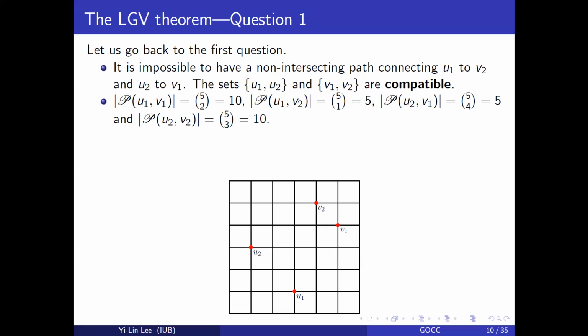What we need to do is compute the entries of the matrix N. The 1,1 entry is given by the number of paths going from U1 to V1, which is a very elementary problem: 5 choose 2, which is 10. The 1,2 entry is the number of paths going from U1 to V2, which is 5 choose 1. For U2 to V1, you can do similar things and get those four numbers. You put them in the matrix and compute the determinant, which gives you the answer. That's the answer to the first question.